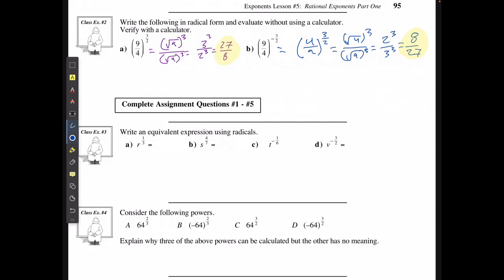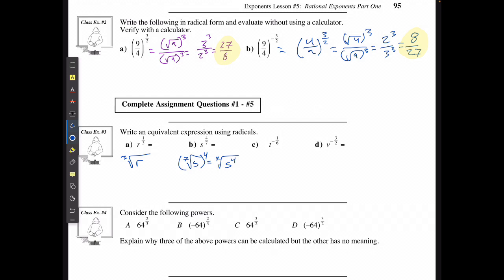For example 3, it wants us to write an equivalent expression using radicals. Well, r to the 1/3 is the same as the cube root of r. S to the 4 over 7 is the same as the 7th root of s to the power of 4, or like this. Both are acceptable.